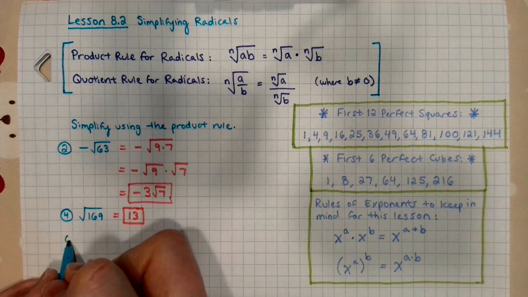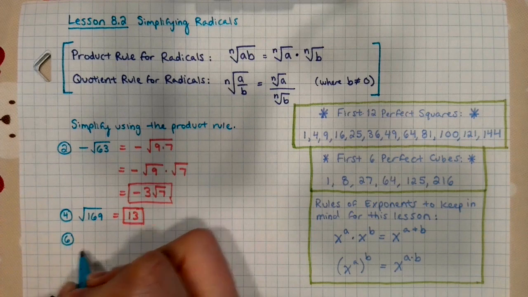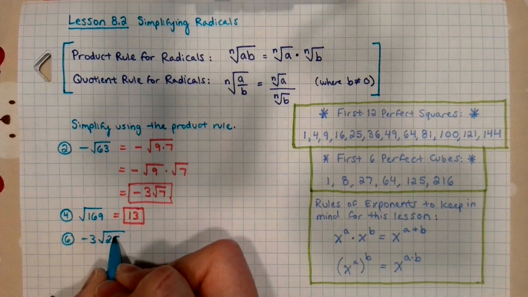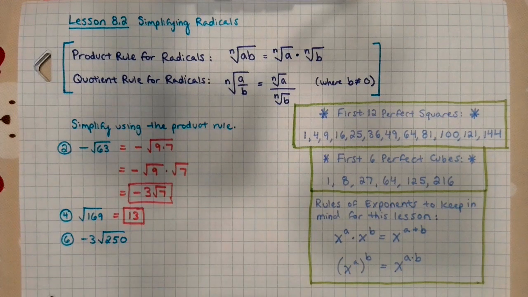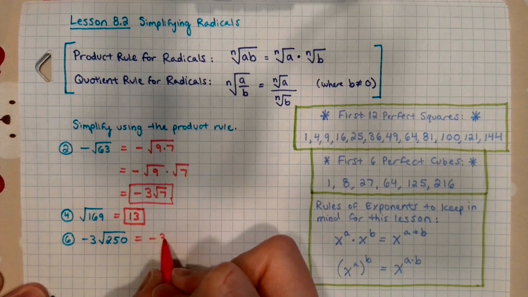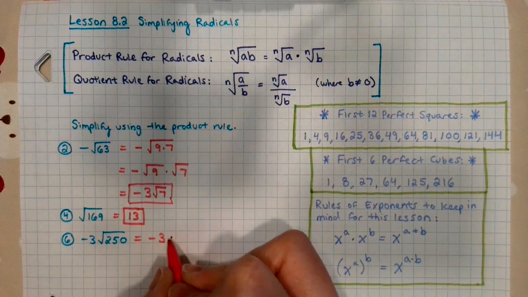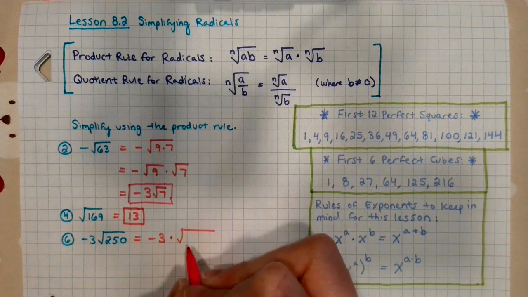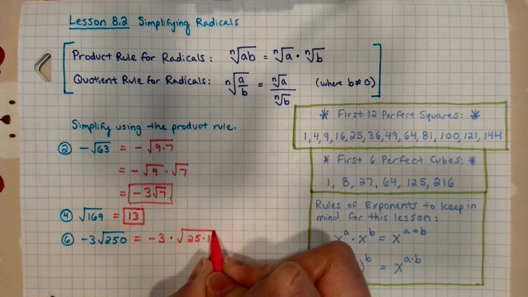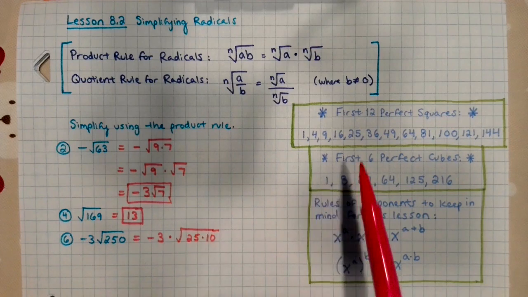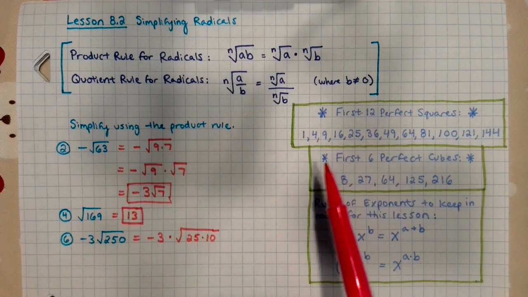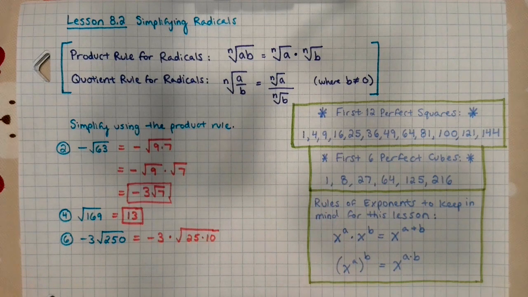Number 6, our question is asking us to simplify negative 3 times the square root of 250. So the first thing we do is we're not going to be doing anything with this negative 3 yet, but we can write the square root of 250 as the square root of the product of 25 times 10. And the reason I'm writing it that way is because 25 is a perfect square, and I'm going to be able to take the square root of that number. So again, you're trying to get rid of all the perfect square factors.